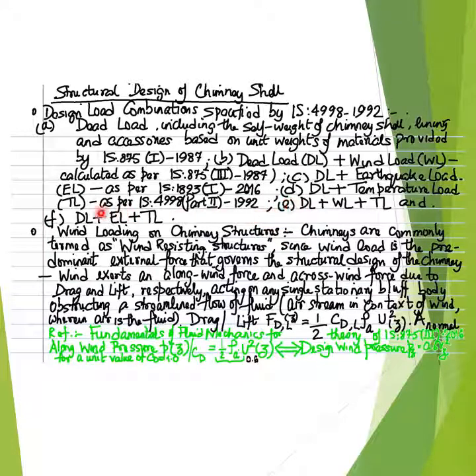Now, as the wind loading on the chimney structures is one of the most dominant loads that dictate the structural design of the chimney shell, as a consequence, chimneys are therefore also commonly referred to as wind resisting structures, since wind load is the predominant external force that governs the structural design of the chimney shell.